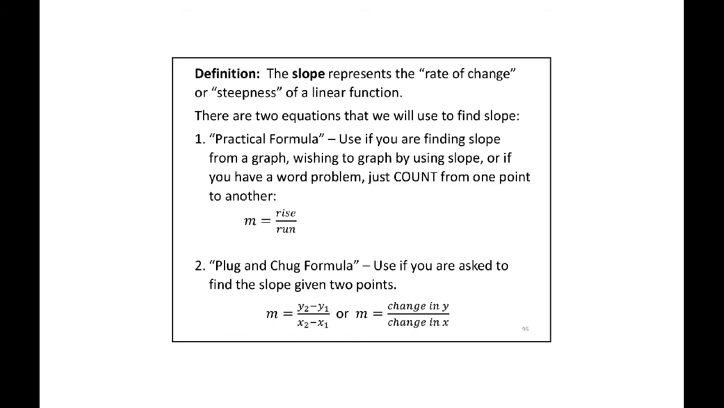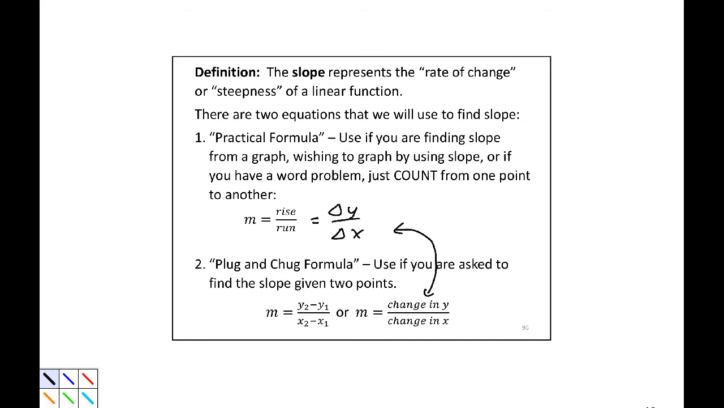The first is the, quote, practical formula. That's if you're finding slope from a graph. Then you can count from one point to the other by using this. The slope is the rise divided by the run. I'm going to write this as the change in y divided by the change in x. That's another way to visualize that. As you see here, these mean the same thing.